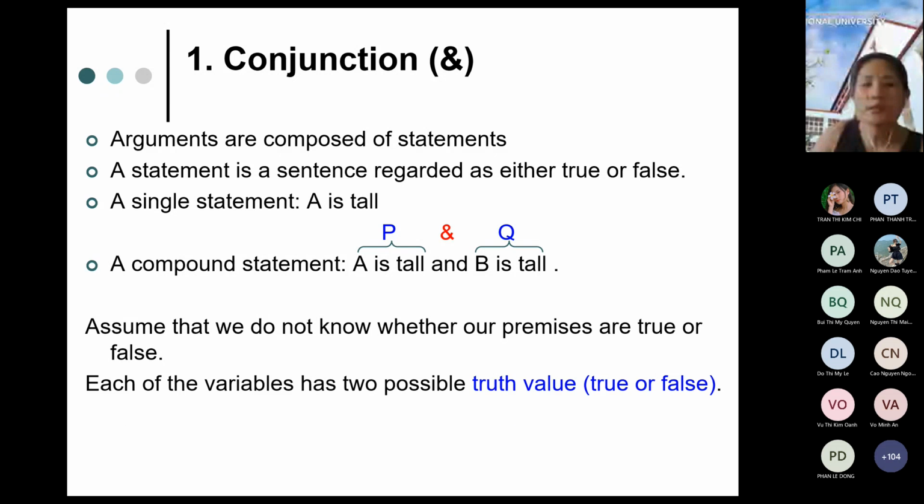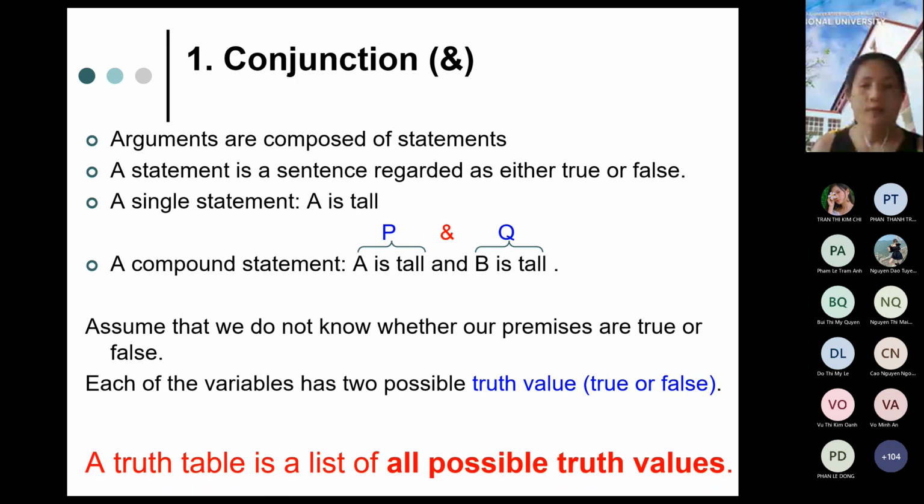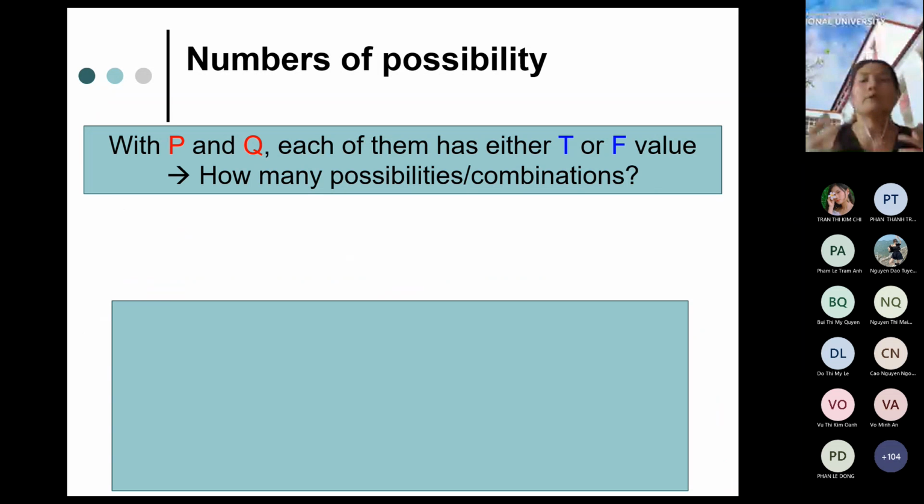So we are going to have a table to help us list up all of the possibilities. Remember again, each of the variables will have two possible values, either true or false. So we are going to see all of the possible values on a truth table. Before we learn about the truth table, we need to calculate in advance how many lines, how big the size of the table is, depending on the number of variables.